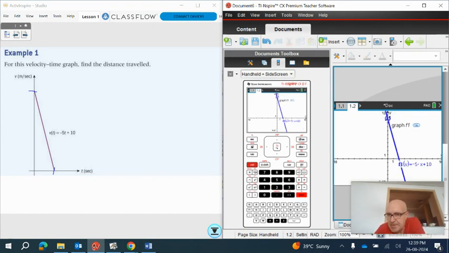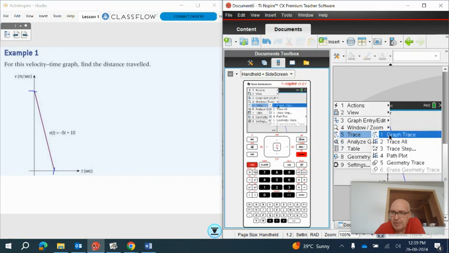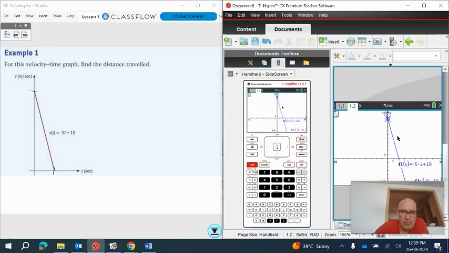We want to find this intersection here. That occurs when the time is equal to 0. So we'll get the calculator to calculate that one for us. There's a couple of ways of doing it. We can press menu, trace, graph trace. How far is it after 0? Press enter twice, and we can see it's there at 10.